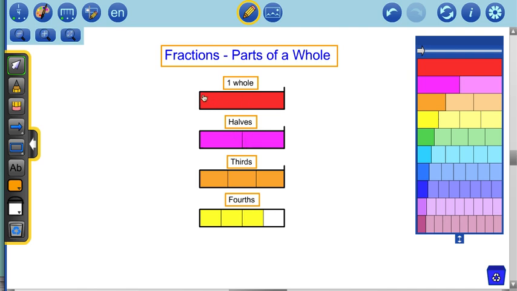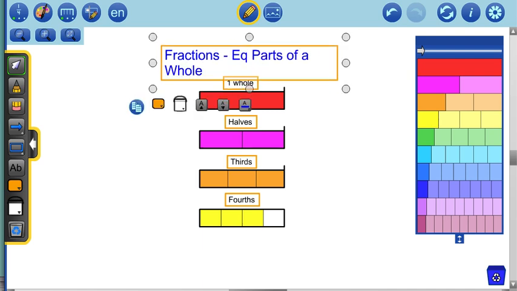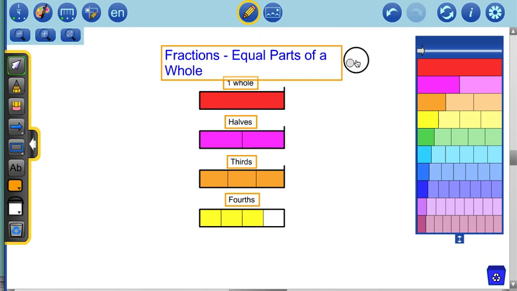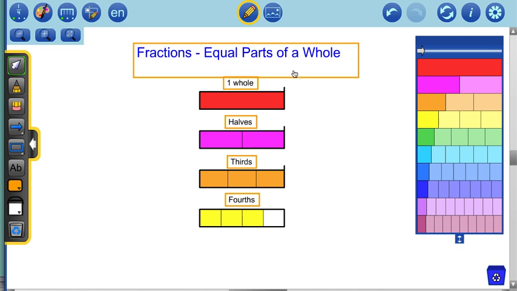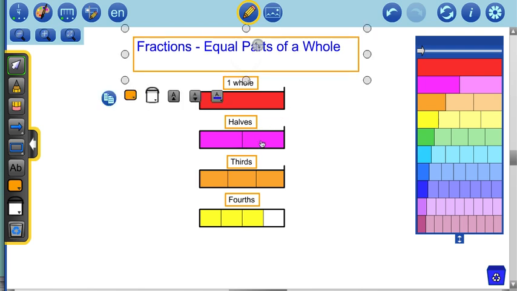One whole can be divided into fractions, okay? And fractions are, oh, I should have included here, equal parts of a whole, okay? Equal parts of a whole. Halves into two, thirds into three, fourths into four. Okay, I hope that gave you a nice introduction into what fractions are, and we will be working on this throughout the week.